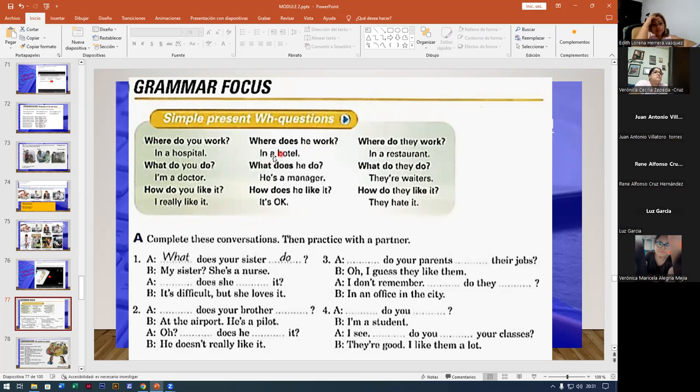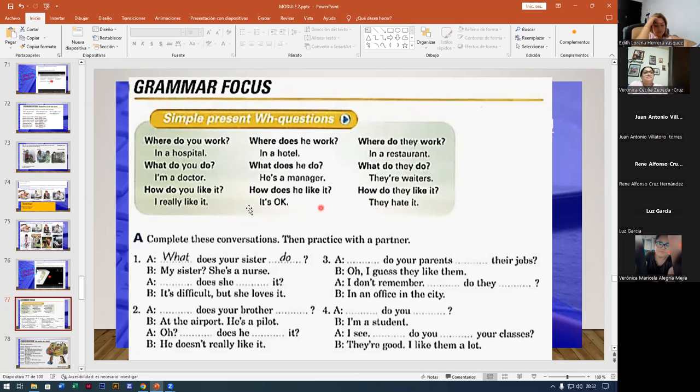Where does he work? In a hotel. What does he do? He's a manager. How does he like it? It's okay. So what's the opinion about it? It's okay. Where do they work? In a restaurant. What do they do? They are waiters. How do they like it? They hate it. You see here, we have a totally different opinion. What is hate? Odiar. Exactly. Lo odio.